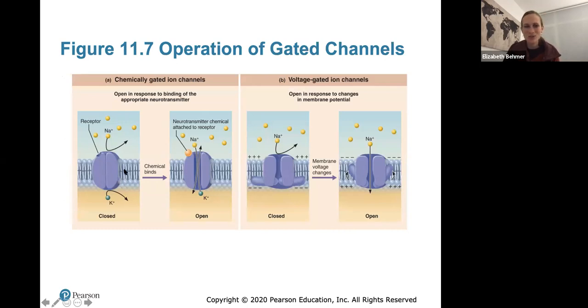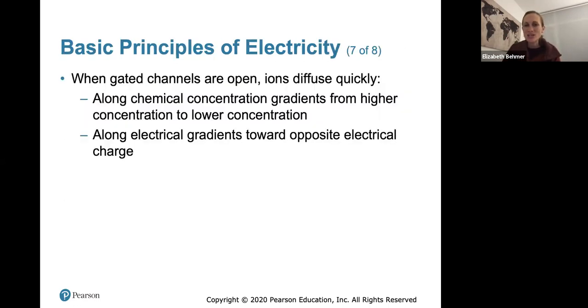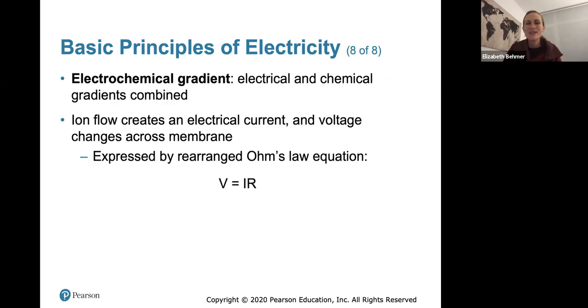So here are chemically gated ion channels. They can open and close when a neurotransmitter binds to them. And voltage gated ion channels will open in response to a change in membrane potential. We'll talk about what that means, but you need to have a little bit of understanding of these membrane channels first. When gated channels are open, ions will always diffuse from an area of high to low concentration, so simple diffusion. They'll also diffuse along their electrical gradients toward the opposite electrical charge. The electrochemical gradient is just the electrical and chemical gradients combined.